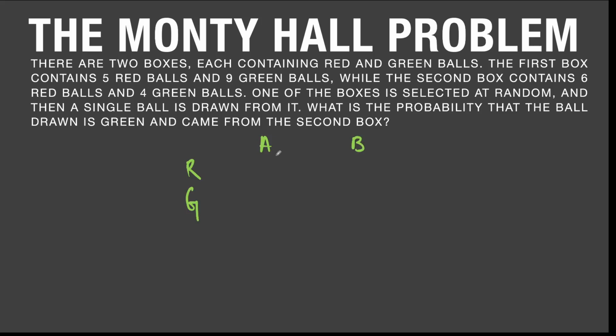The first box contains 5 red balls and 9 green balls, while the second box contains 6 red balls and 4 green balls. One of the boxes is selected at random and then a single ball is drawn from it. What is the probability that the ball drawn is green and it came from the second box? Okay. My first question to you is, what is the probability of choosing either box A or box B? What is the probability of choosing one of the two boxes?